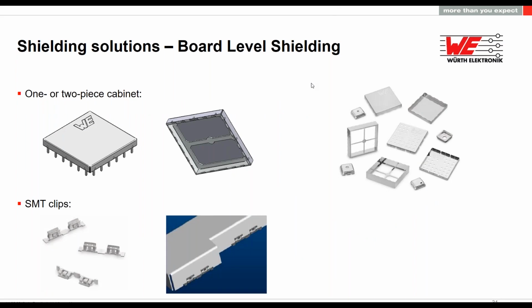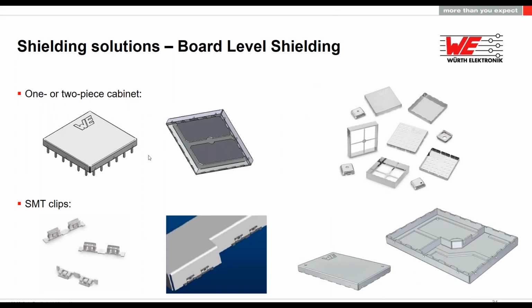The normal solution we can find are one or two pieces cabinet like these ones, and also there is a possibility of using soldered clips. In this way, you can solder the clips on your PCB, and then you can make your cabinet pluggable. We can see internal compartments also to isolate different parts of the circuits, so they don't interfere with each other.